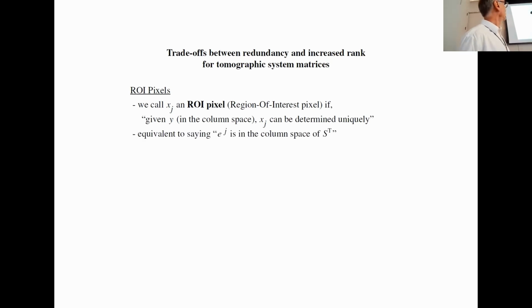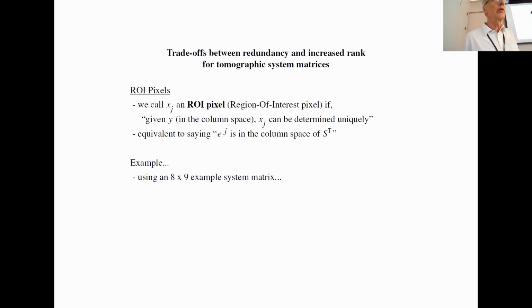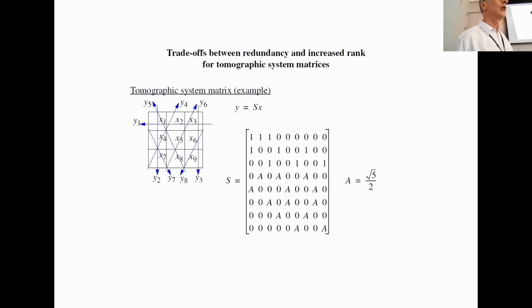Okay, and those are the ones we call the region of interest pixels. There's a mathematical definition of that, which basically amounts to saying that you can row reduce the matrix and find those particular elements. But let's not worry about that. The concept here is that you can find these values. So again, I'm doing this 8x9 example, so we're sure that there's no hope to get unique solutions for the whole image.